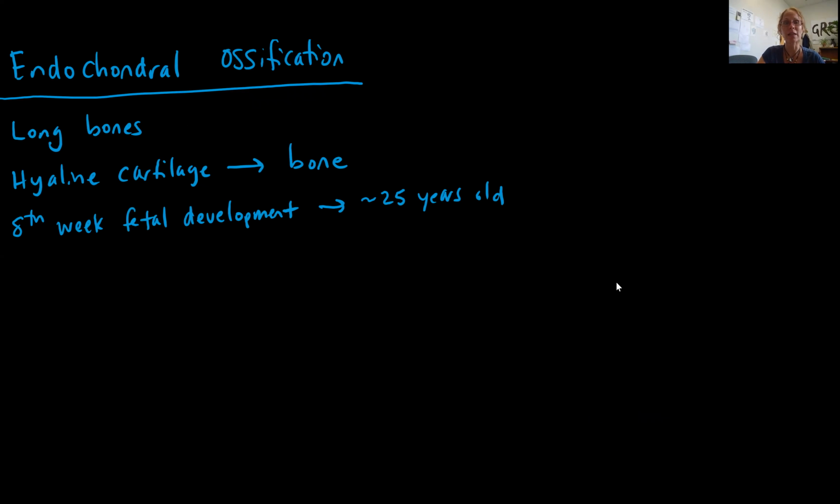Okay, so let's talk about that endochondral ossification. Endochondral ossification is going to occur in the formation of our long bones. So most of the skeleton is formed in this way. It is a process where you start out with hyaline cartilage and then you convert that into bone. And it's starting about the 8th week of fetal development and continuing until about 25 years of age or close to that age limit. I've listed here that endochondral ossification is occurring with your long bones, but we will see it with actually most of the bones in our body.